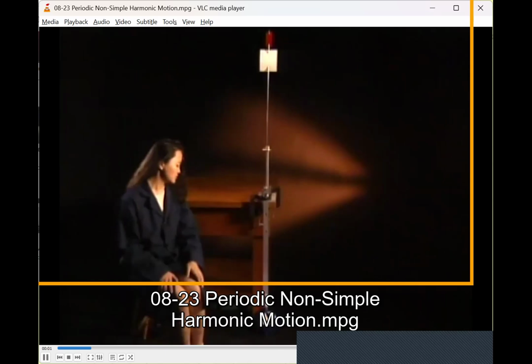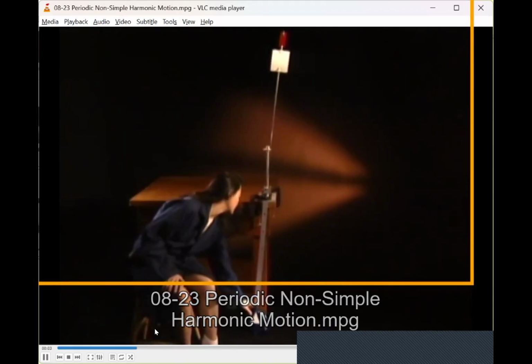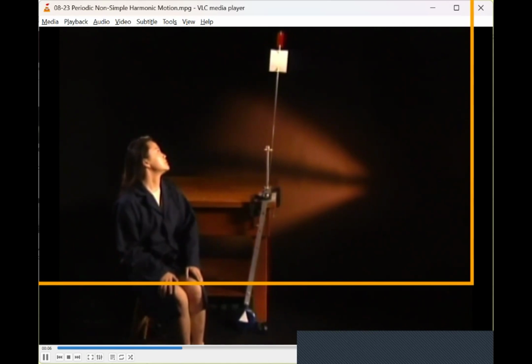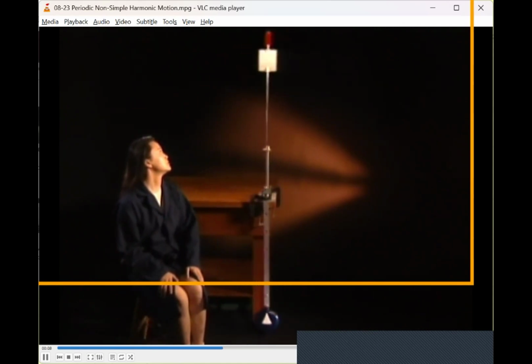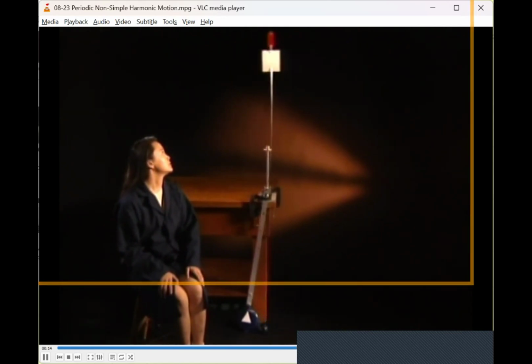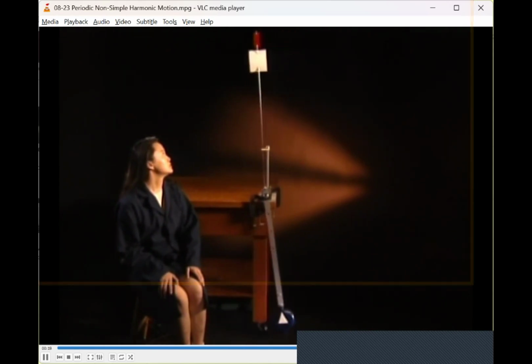And now for non-simple harmonic motion. The motion of this heavy pendulum bob can be described by a sinusoidal function of time. This special type of motion is known as simple harmonic motion. The motion of the flexible wire at the top cannot be described by a sine function. It is not simple harmonic motion.